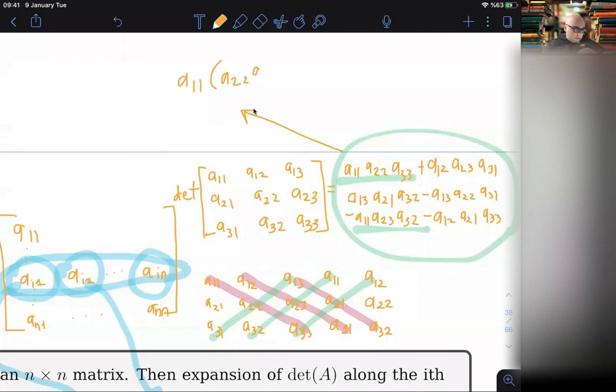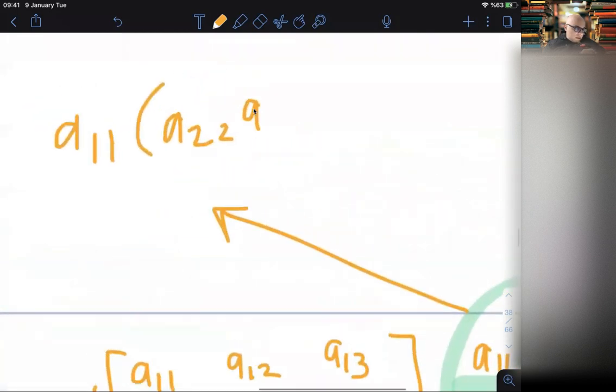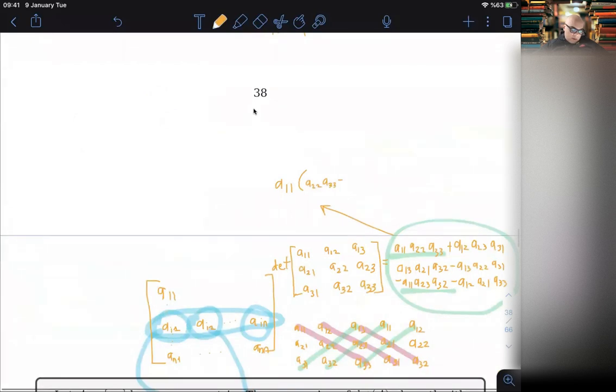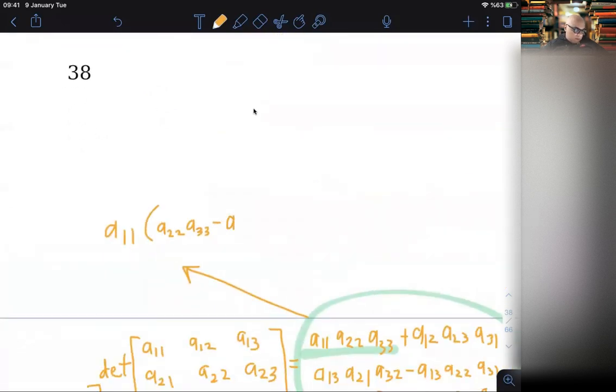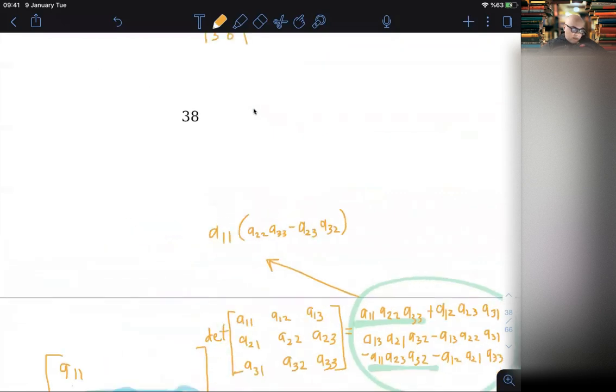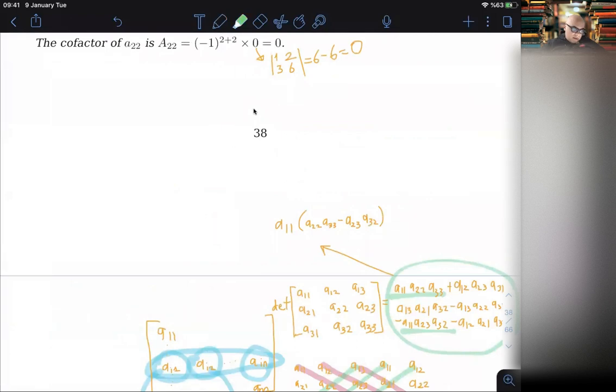A22, A3. If I don't zoom in, I can't write very well. A22, A33 minus, what is the next term? This one, A23, A32. And the next expression, let me look at terms with A12.